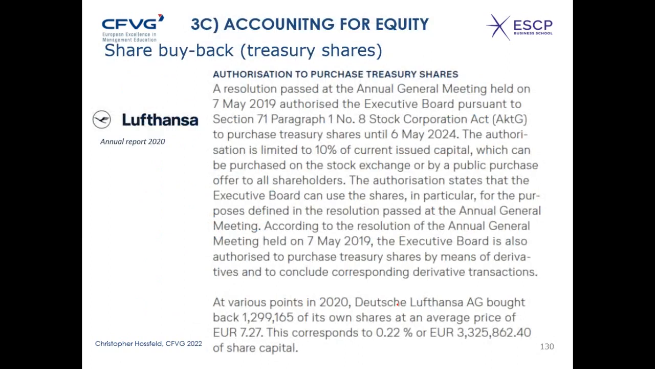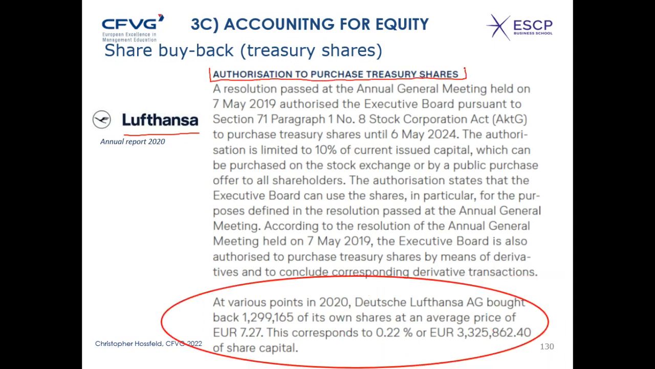Well, we see how the accounting goes. So treasury shares are related to equity. Everything relating to equity needs a shareholder decision. So here we have for Lufthansa in the annual report the authorization by shareholders to buy back treasury shares. Okay, and that means in the shareholder meeting of May 2019, the executive board was authorized to do that. This authorization is limited to 10%.